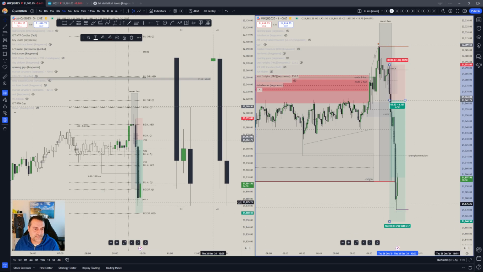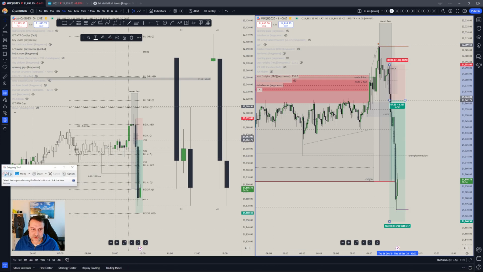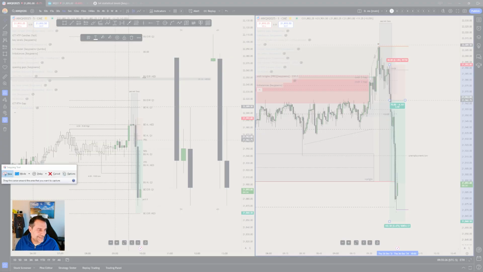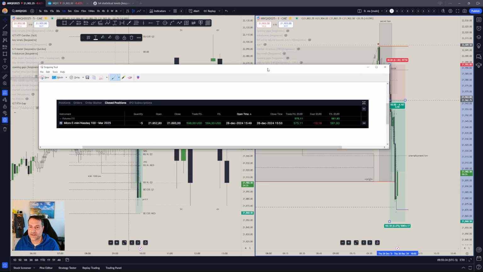Let me check that everything is closed. Oh, hey, we made 600 euros in this trade. Shall I show you? Of course, you want to see it, right? Okay, let me show you that it's not fake. I'm not a guru showing some random stuff. Here it is, my only trade for today.